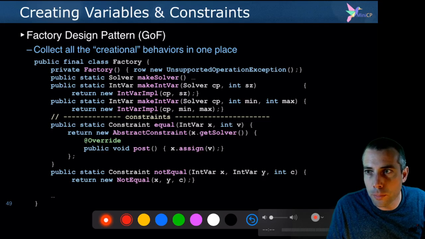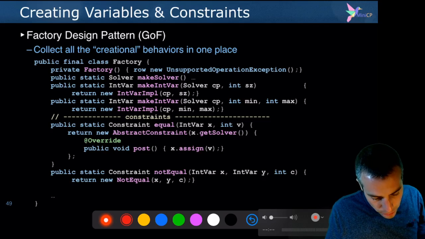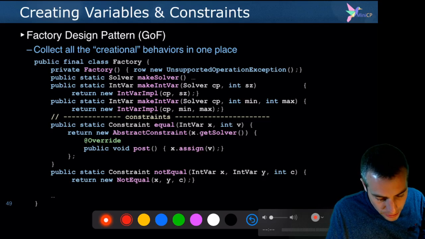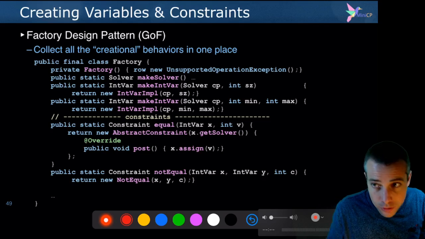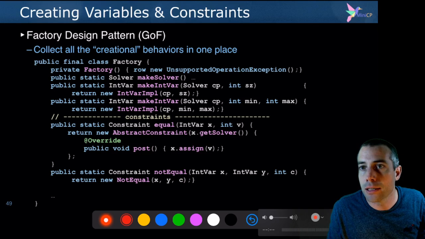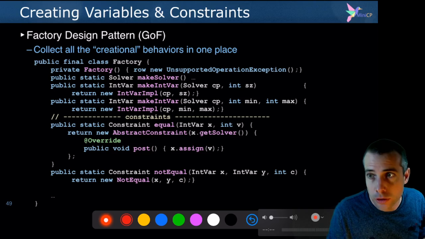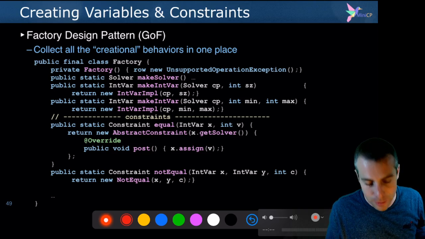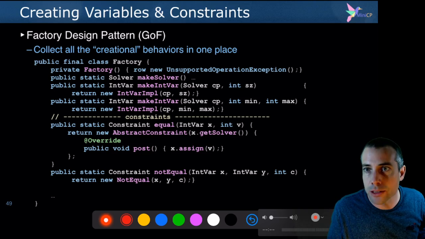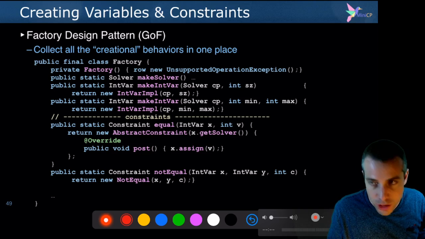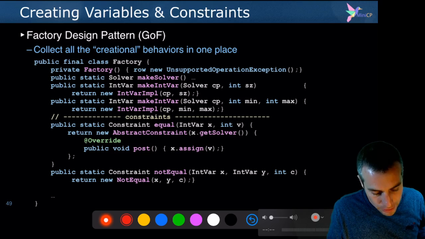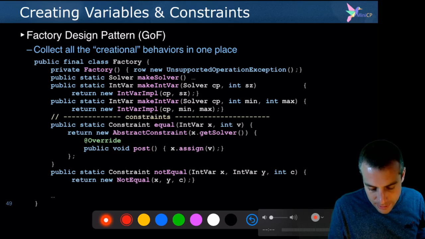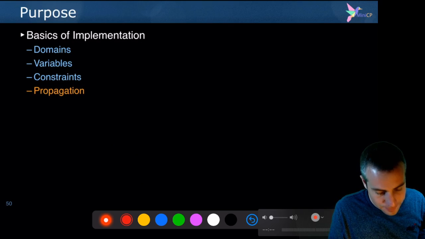Before I move on to the propagation part of the solver, I just want to mention that in MiniCP, we have a factory class that contains all the static methods that are useful to create the objects. This is also a way to decouple the implementation from the usage of the objects themselves, because since everything is an interface, it's quite easy to change, for instance, the implementation of the variable in your model by just adapting the factory method. I close the parenthesis and I move on to the propagation part.